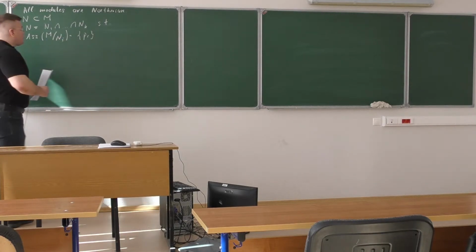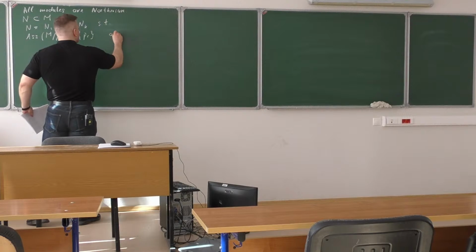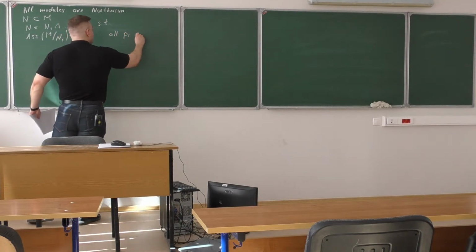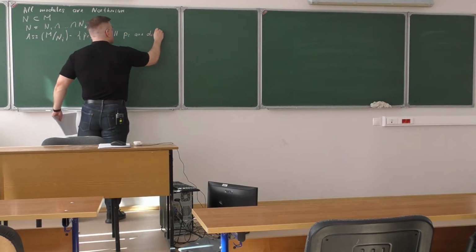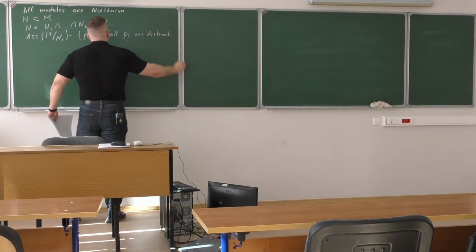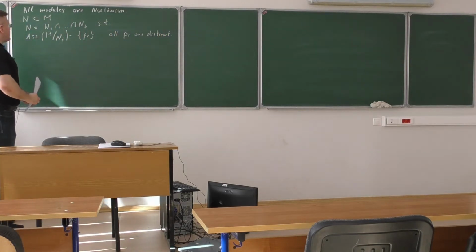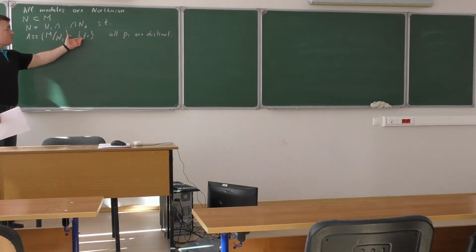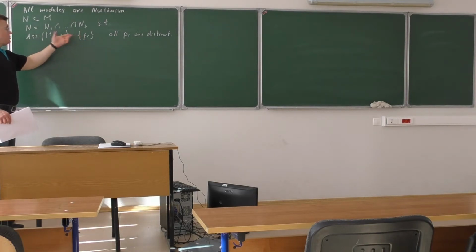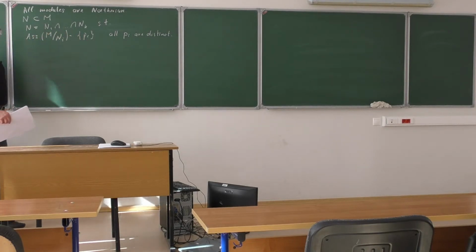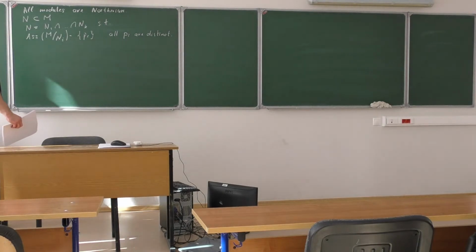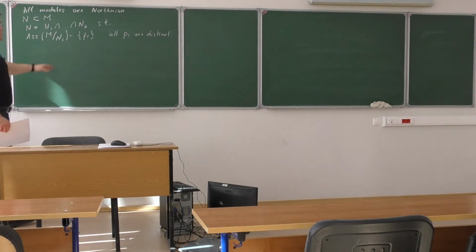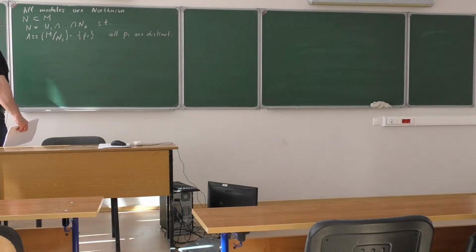And we want to also assume that all Pi's are distinct. And we can always achieve that. We discussed this last time. Whenever we have, say, N1 and N2 with the same associated prime P1, you take the intersection of N1 and N2, and instead of N1 and N2, consider this intersection. And you continue doing this until all these Pi's are distinct.